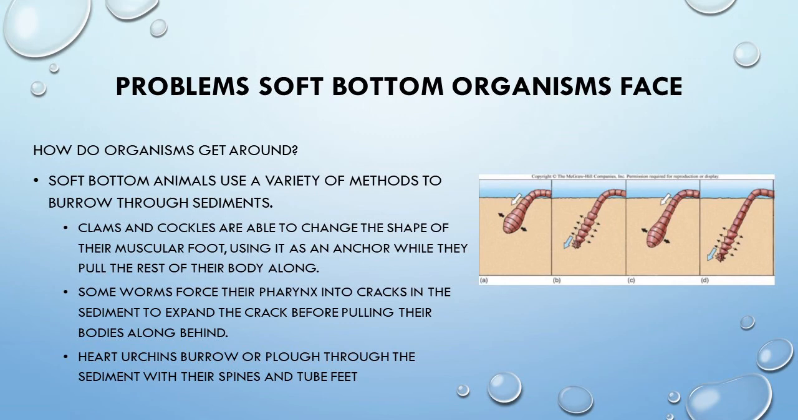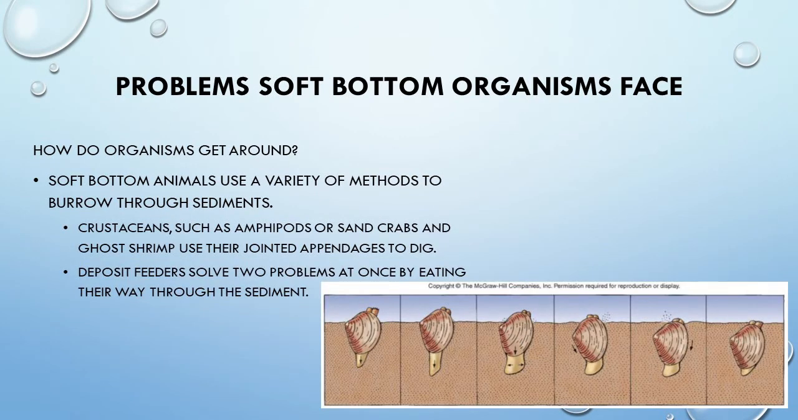Some worms force their pharynx into cracks in the sediments to expand the crack before pulling their bodies along behind. Heart urchins burrow or plow through the sediment with their spines and tube feet. Crustaceans such as amphipods, sand crabs and ghost shrimp use their jointed appendages to dig. Deposit feeders solve two problems at once by eating their way through the sediment.